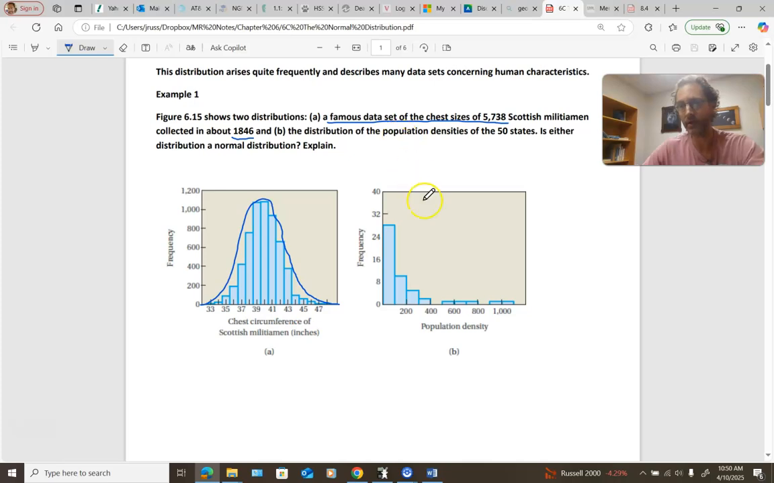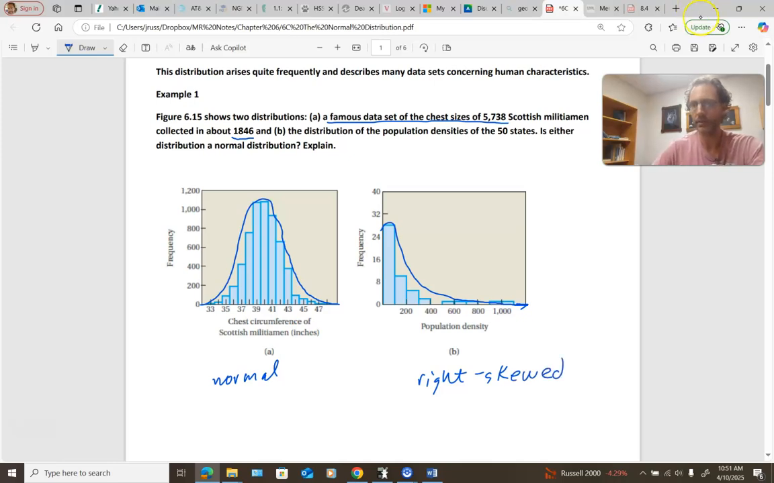In other words, when you make your histogram, it doesn't look like this symmetric bell curve, does it? In fact, guys, to me it looks more like a right-tailed or right-skewed distribution. See that? Okay. Now, as far as either of these being a normal distribution, well, A is, okay. And then B, I would say, is a right-skewed, or we also refer to it as a right-tailed distribution.